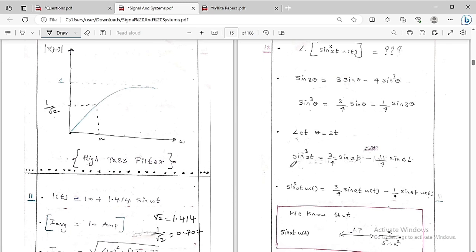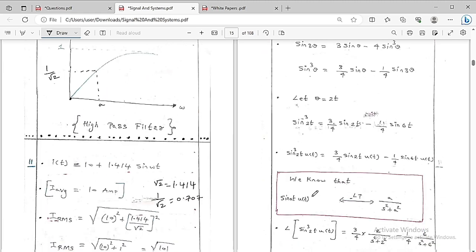Then multiply u of t on both sides. Then we get 3 by 4 into sin 2t into u of t, minus 1 by 4 into sin 6t into u of t, which is equal to sin cube of 2t into u of t. And we know the basic formula. What is the basic formula? The Laplace transform of sin at into u of t is a by s square plus a square.